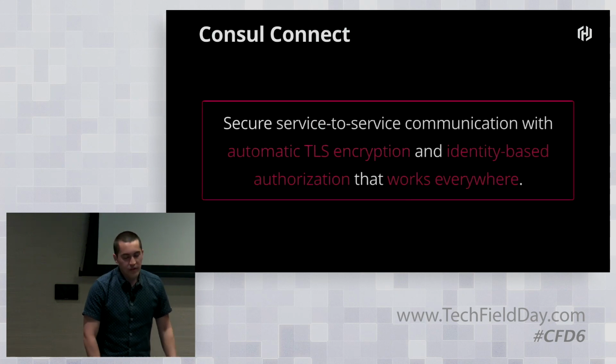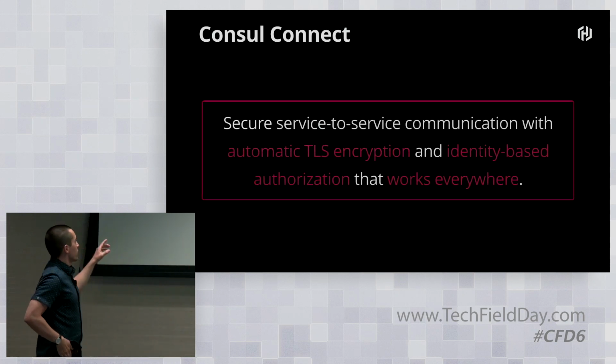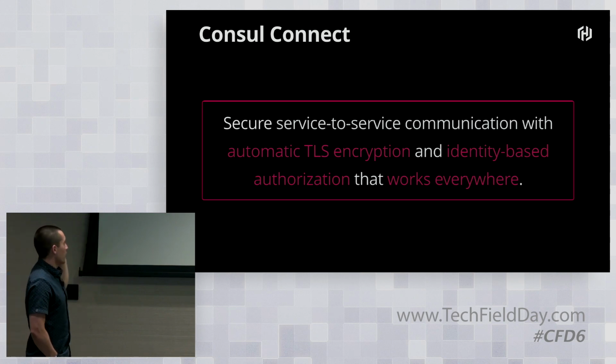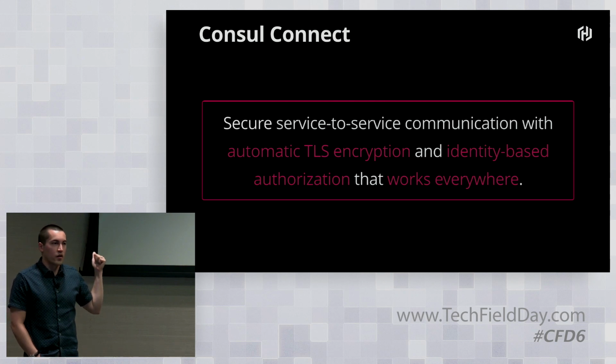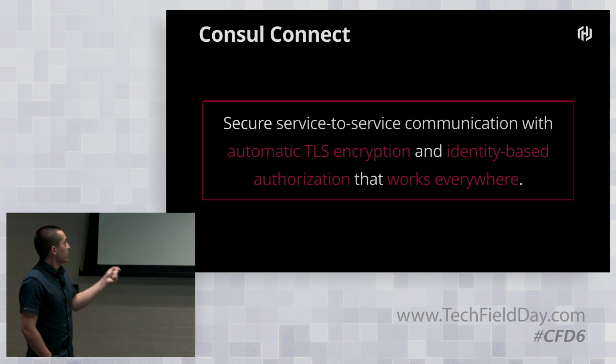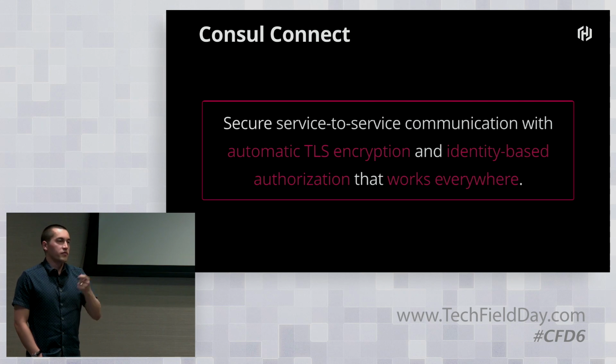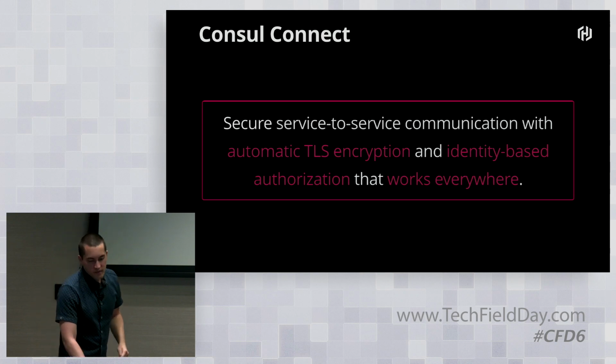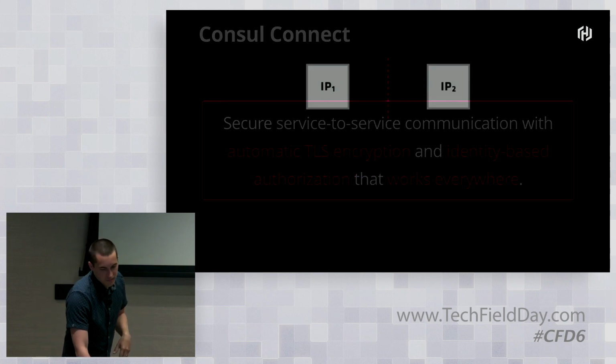So the things that Consul Connect gives you, you could read this yourself, are sort of colored here. Automatic TLS encryption between all services. Identity-based authorization, so we're working with intents rather than IP addresses, and it works everywhere. So we want this to be able to work on VMs, Kubernetes, physical switches, and edge gateways and things like that. And so this is the idea behind it.